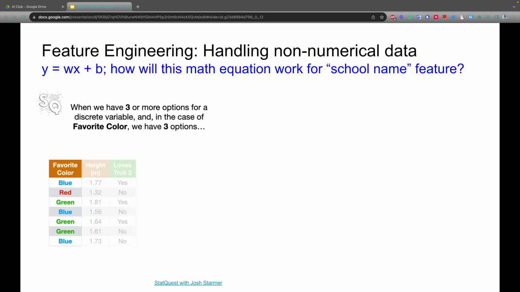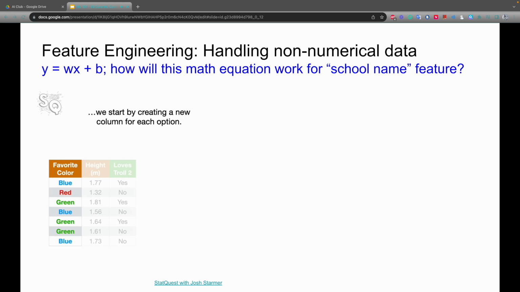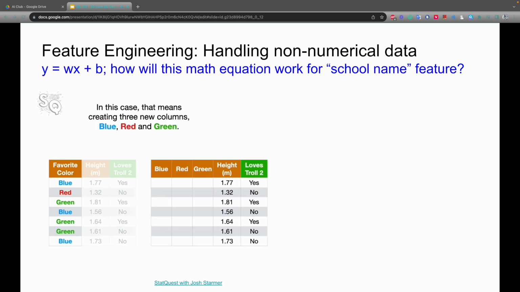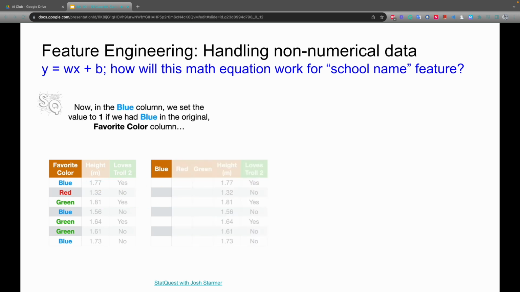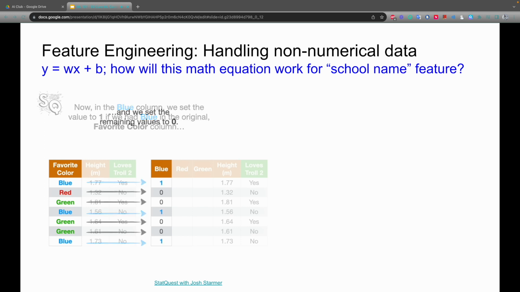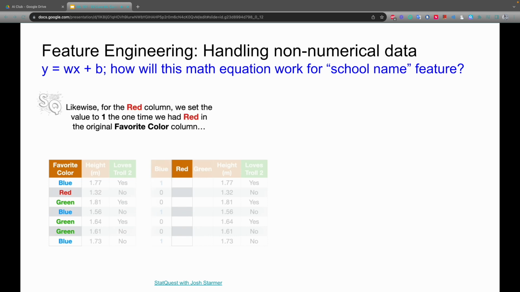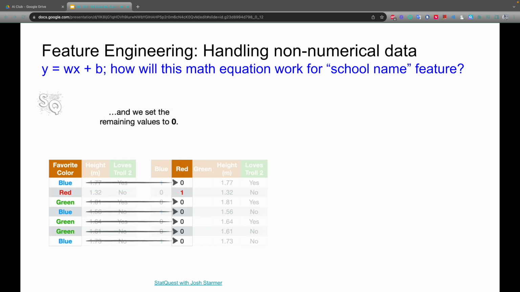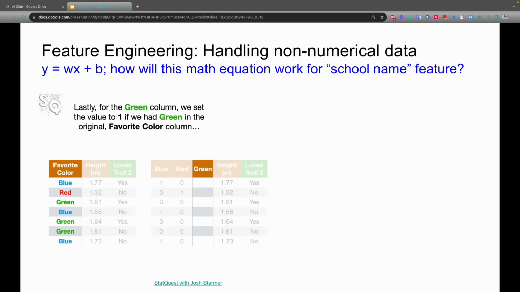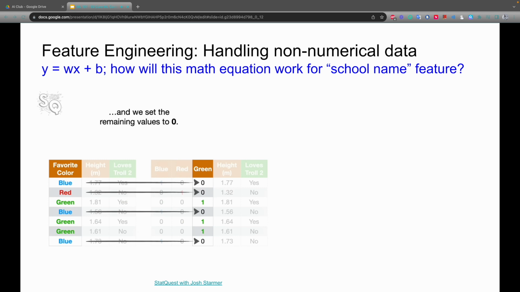When we have 3 or more options for a discrete variable, and, in the case of favorite color, we have 3 options, we start by creating a new column for each option. In this case, that means creating 3 new columns, blue, red, and green. Now, in the blue column, we set the value to 1 if we had blue in the original favorite color column, and we set the remaining values to 0. Likewise, for the red column, we set the value to 1 the one time we had red in the original favorite color column, and we set the remaining values to 0. Lastly, for the green column, we set the value to 1 if we had green in the original favorite color column, and we set the remaining values to 0.